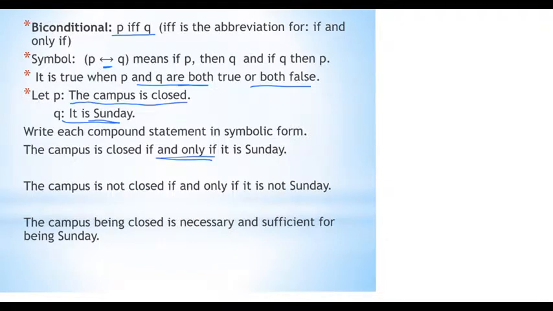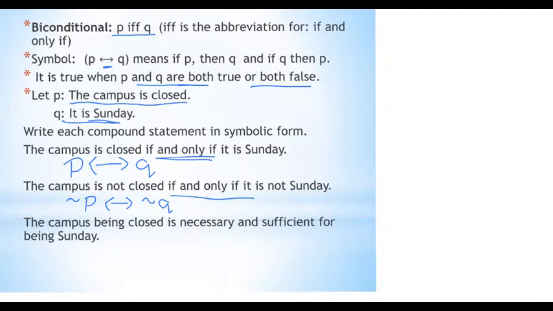So the campus is closed is P. Because we have the if and only if, we'll put the double-sided arrow. It is Sunday is Q. Next, we have the campus is not closed if and only if it is not Sunday. So the campus is not closed will be the negation of P. We'll put our double-sided arrow. And then it is not Sunday would be the negation of Q.